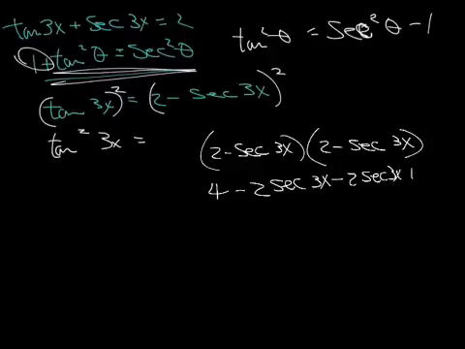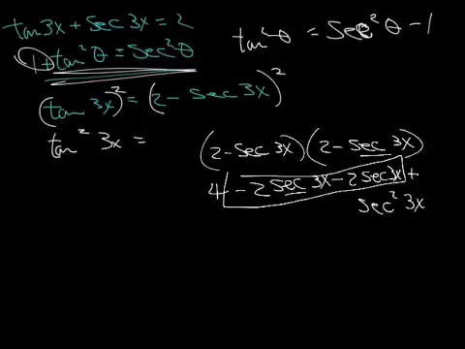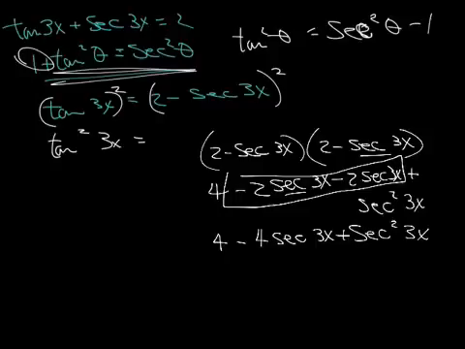And then last, secant squared 3x. Okay, so I squared the secants. You don't square this number there. Alright, so then I can combine these two because they both have secant 3x. So I've got 4 minus 4 secant 3x plus secant squared of 3x. Alright, so I end up with that. That does not look like a happy place.